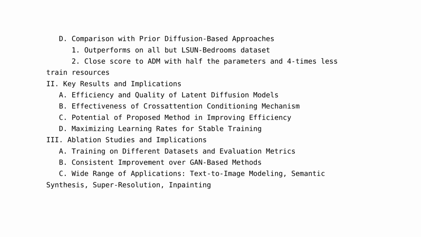4. The learning rates of the models can be maximized for stable training, suggesting that the proposed method can be used to improve the stability of training in denoising diffusion models. Ablation studies and implications. 1. The paper also presents an ablation study where the models were trained on different datasets and evaluated using different metrics. The results of these studies further confirm the effectiveness of the proposed method.